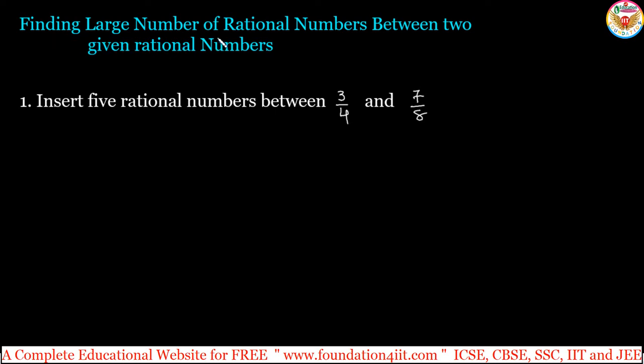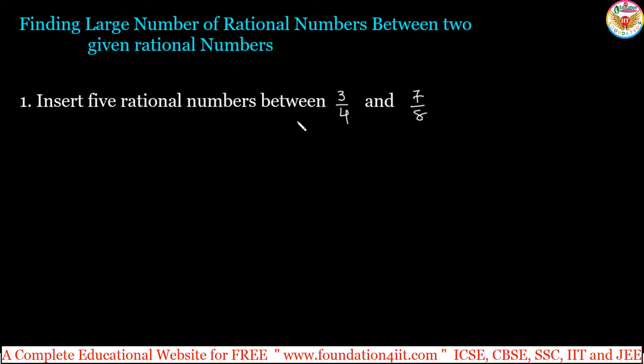Finding a large number of rational numbers between two given rational numbers. In the previous method, we checked finding just one, two or three rational numbers between them. That is a lengthy process, and they may ask for 5, 7, or any large number of rational numbers. I'll show you one simple and easy method now.